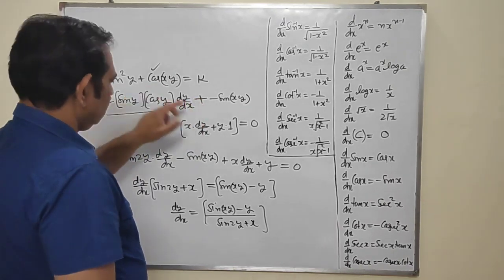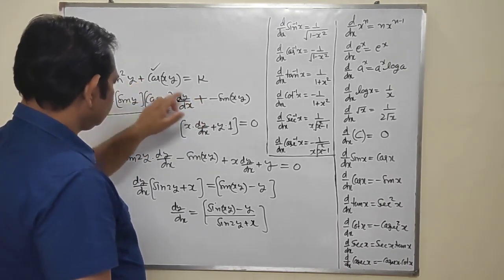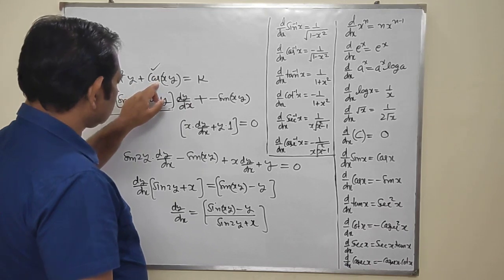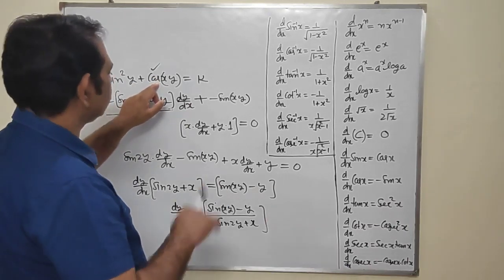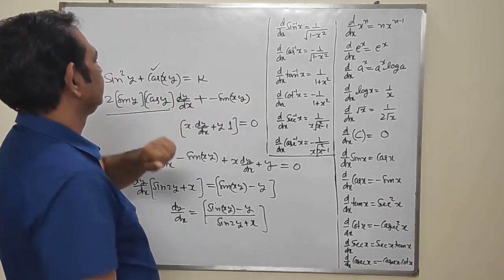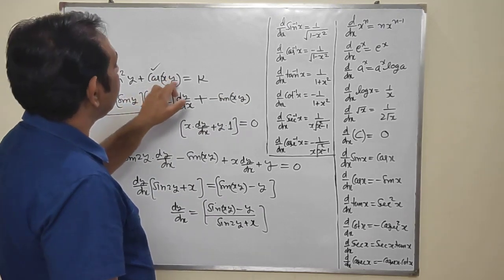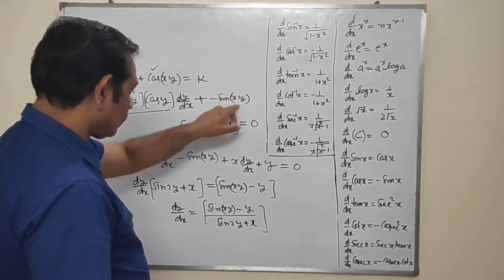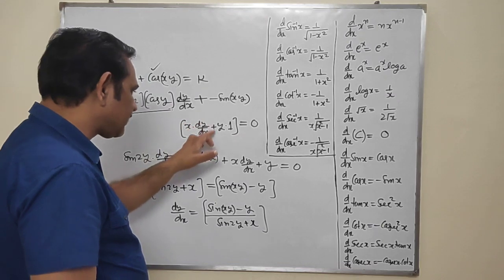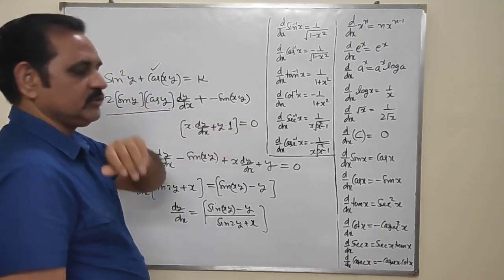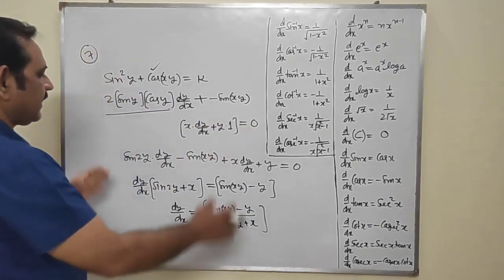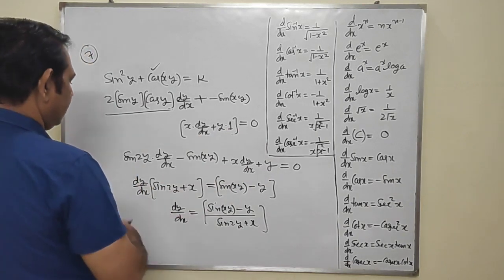Plus, this plus is this plus. Now cos xy, differentiation of cos xy is minus sine xy. And differentiation of xy by product rule, x into dy by dx plus y into 1, that is equal to 0. Now collect the terms of dy by dx separately.